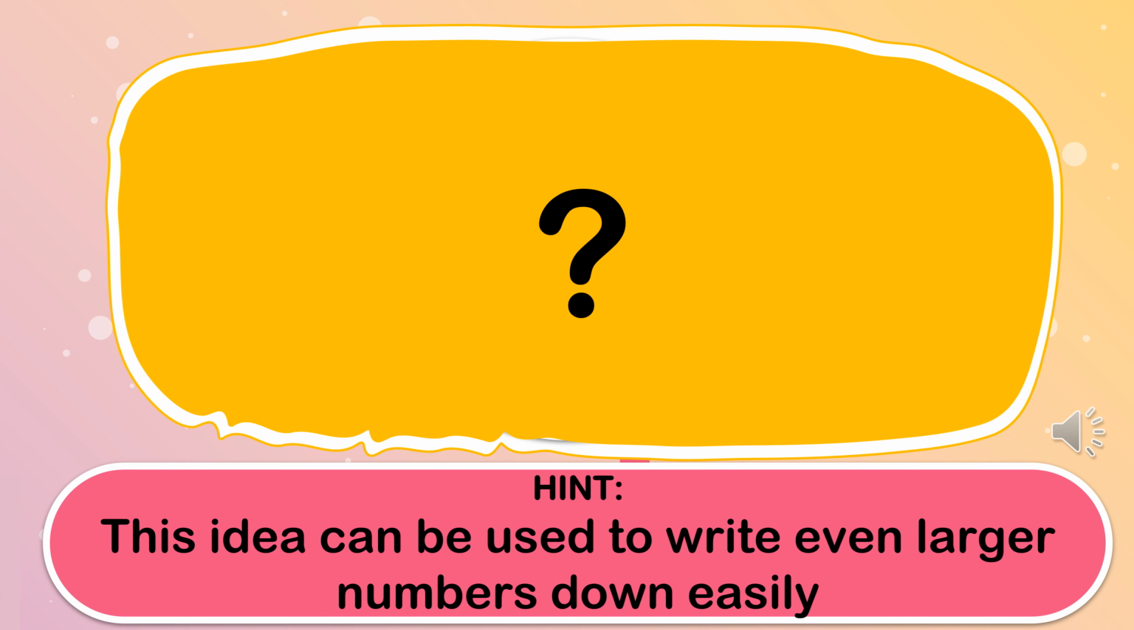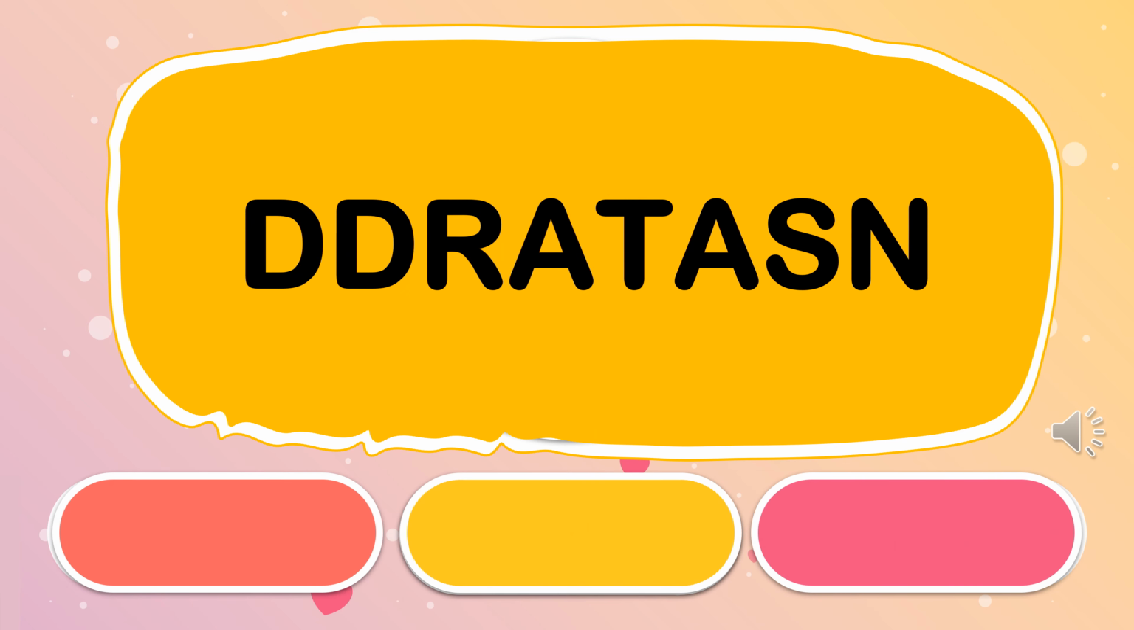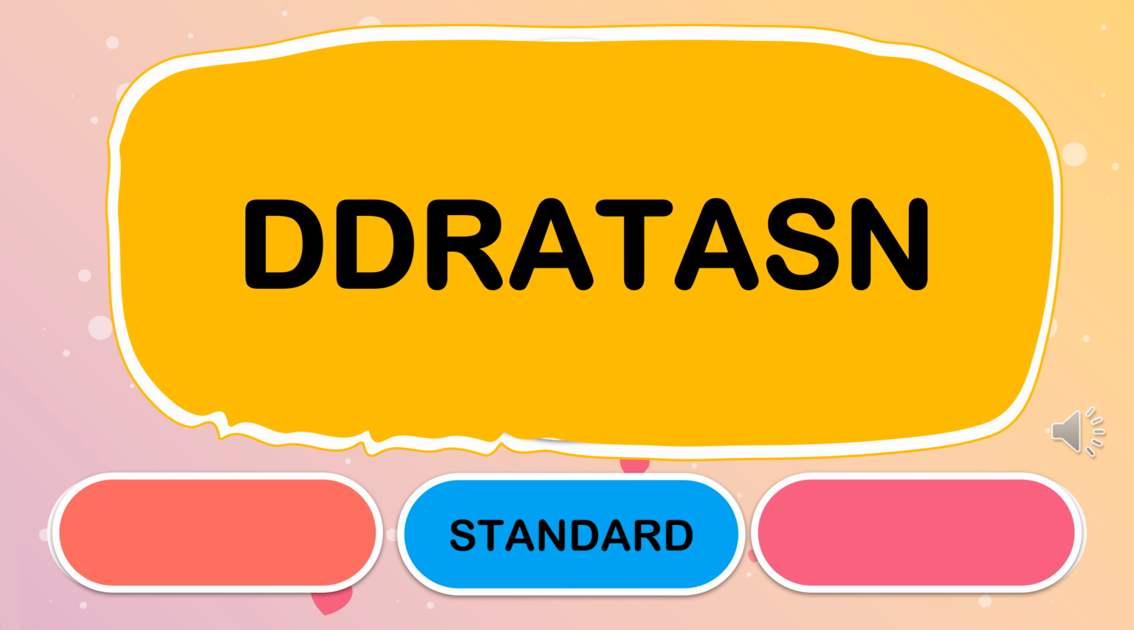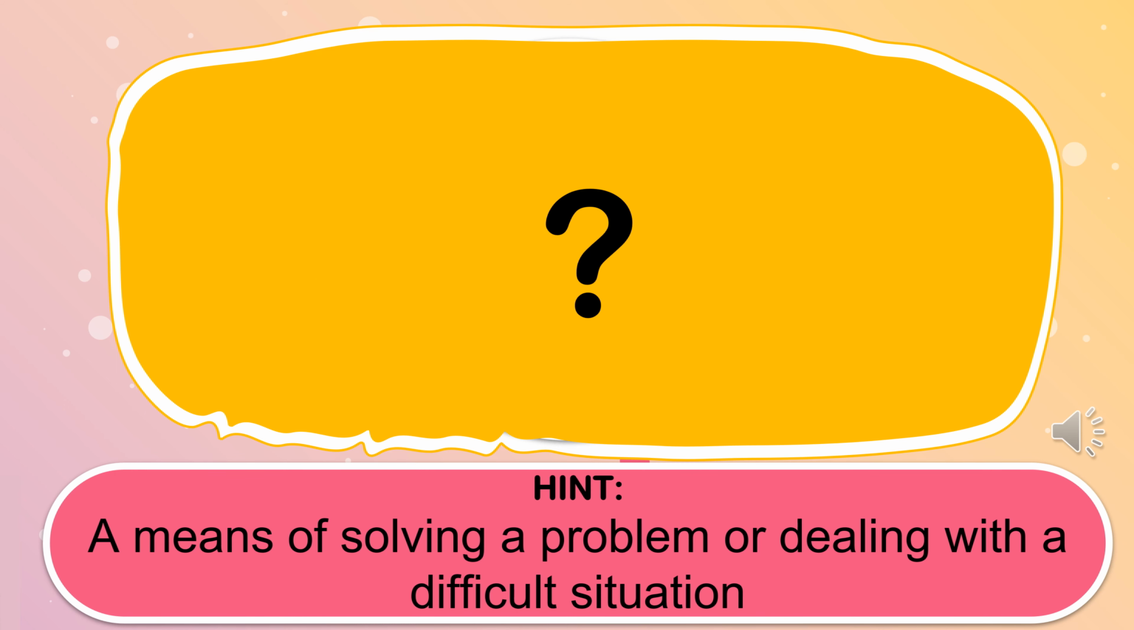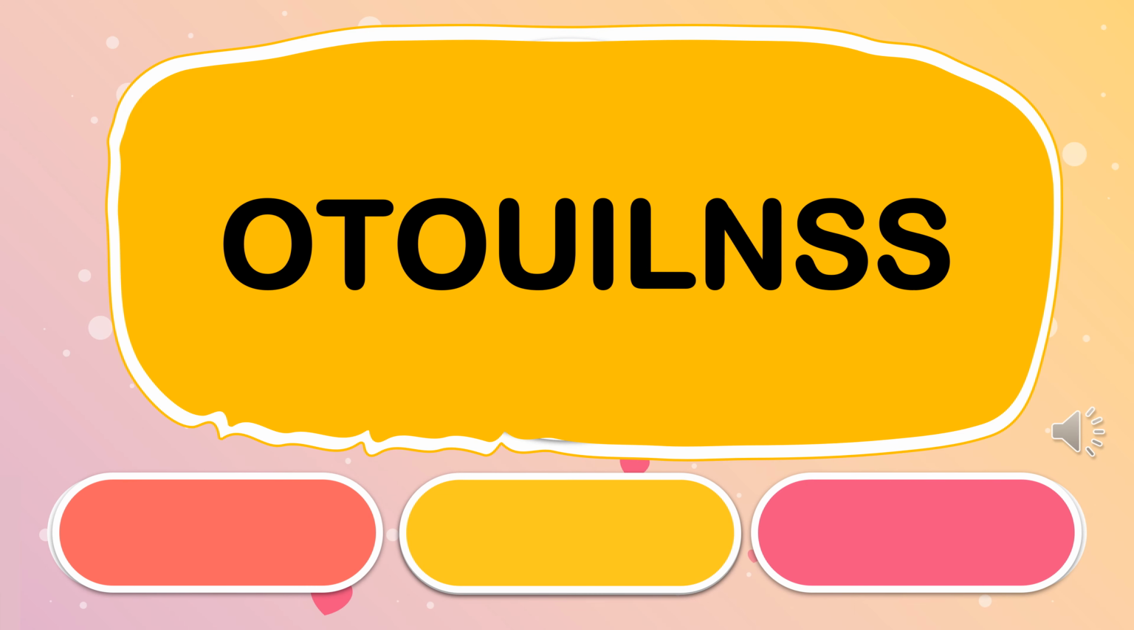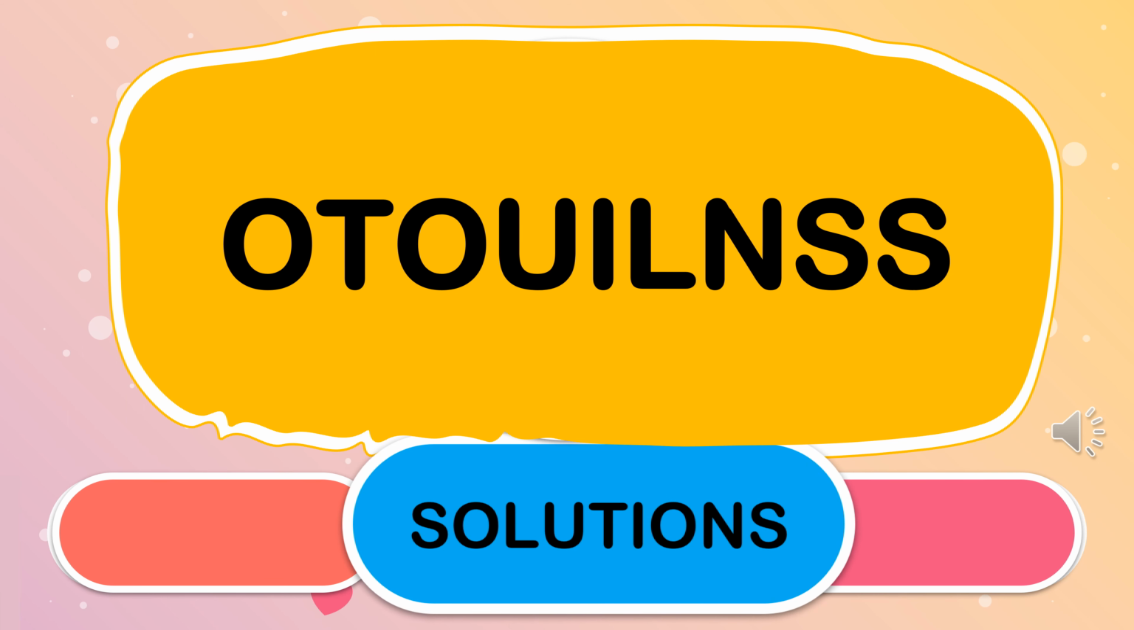This idea can be used to write even larger numbers down easily. What term is this? That's right. And the correct answer is standard. For our next term, this is a means of solving a problem or dealing with a difficult situation. What term is this? Precisely. And the correct answer is solutions.